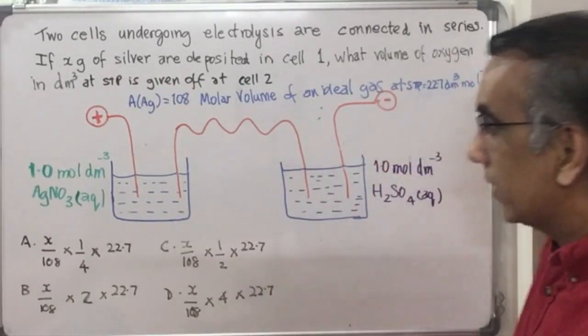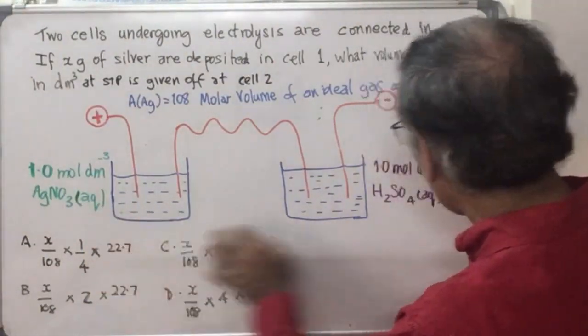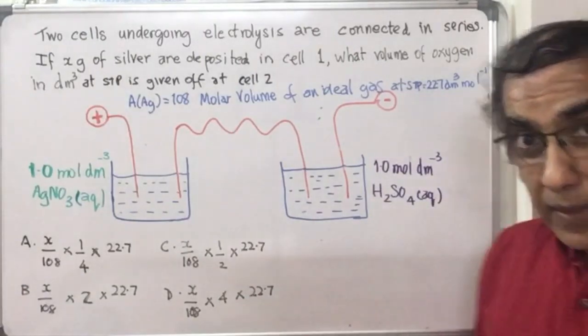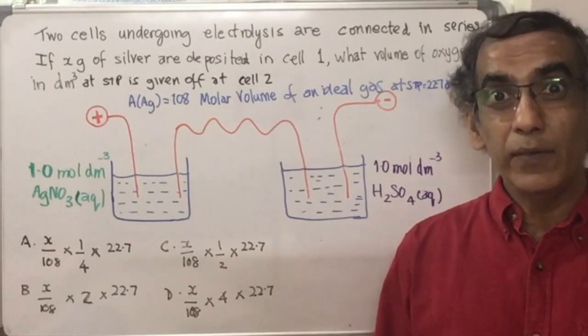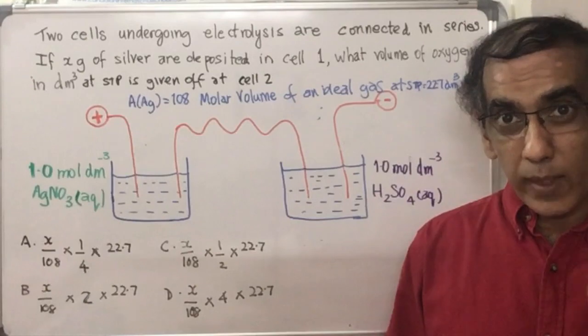Your four choices. Over on this side you have 1 mole per dm cube silver nitrate solution, and here you have 1 mole per dm cube sulfuric acid solution. This particular question has many sources of confusion, but if you take it step by step, you can take them apart and realize that it's quite simple.